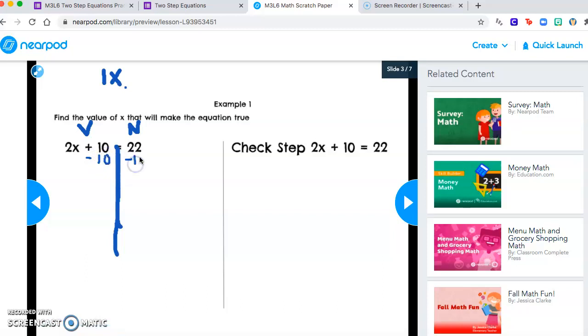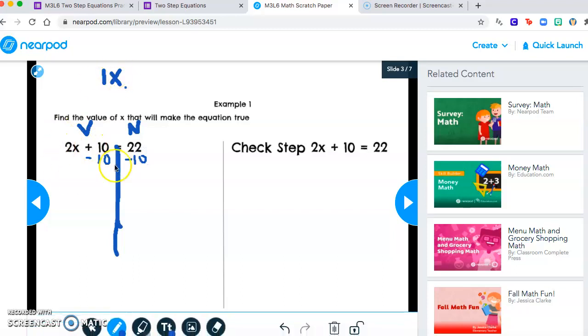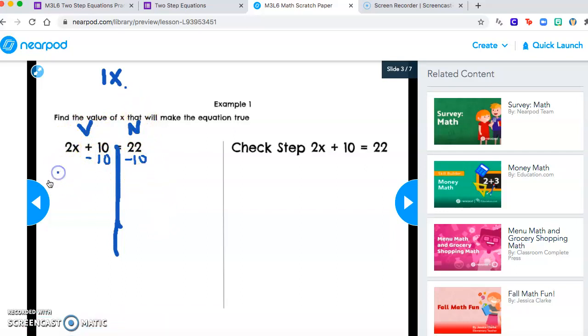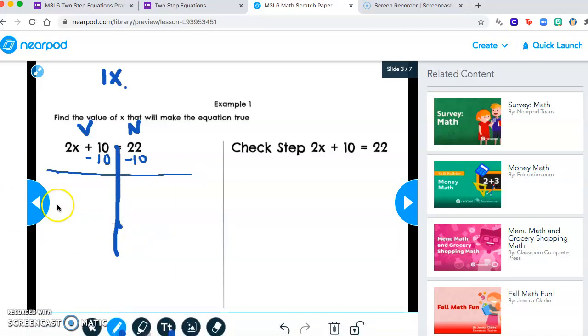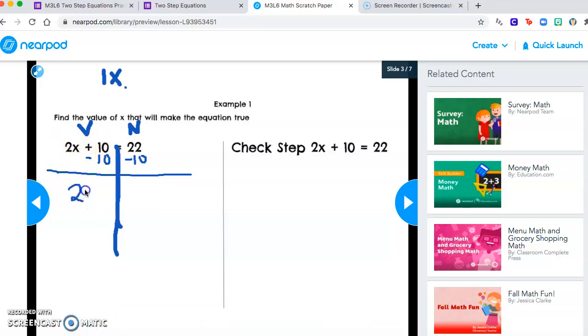So again, the goal is we want to just get 1x. We only want the variable on the variable side and the numbers on the number side. So then I'm going to draw a barrier, just like this, to show that I'm moving on to the next step. We get 10 minus 10 is 0, so we don't even have to write that down because it's just 0. And then we bring the 2x down because the 2x is left, so I get 2x equals, and 22 minus 10 is 12.